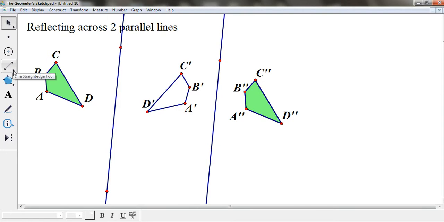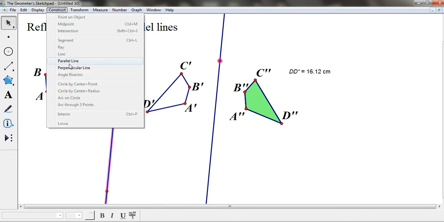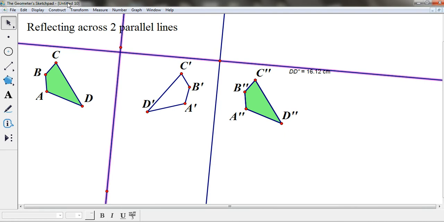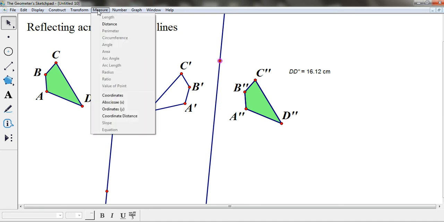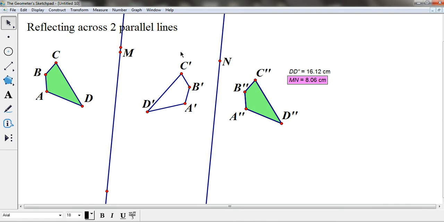The other part of the conjecture has to do with the distances. So first we're going to look at the distance between D and D prime, and that is 16.12 centimeters. Next we're looking at the distance between the two lines. In order to do that, we have to have a perpendicular segment, because that's how we find out how far away from a line that we are. So I'm going to hide this line now. And this point and this point were endpoints of that segment. So if I say measure from one to the other, I'll be measuring the distance between the lines.